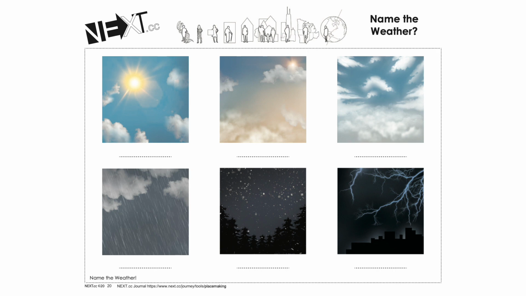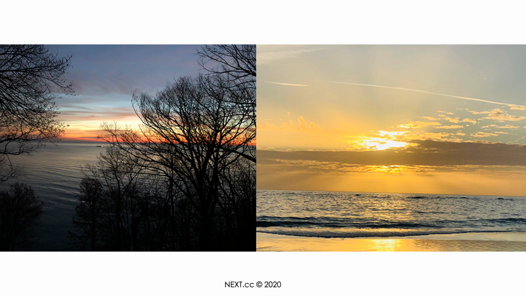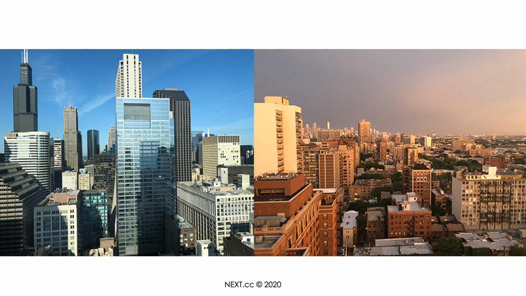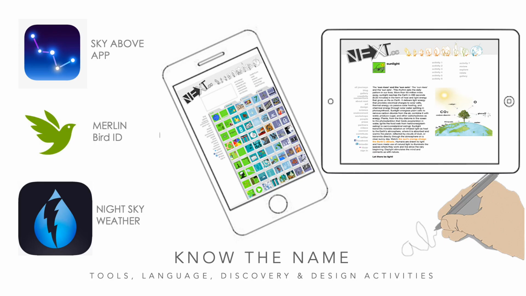Learn how to name the weather, how to get signals from the clouds and different types of clouds about the changes that are occurring. Wake up early, enjoy the dusk and the sunset in the city, and find insects and birds that inhabit the atmosphere. Go to next.cc and look at sunlight, or weather or climate or birds or insects, and you can find apps that can help you identify what you're looking at right from your own cell phone or iPad.